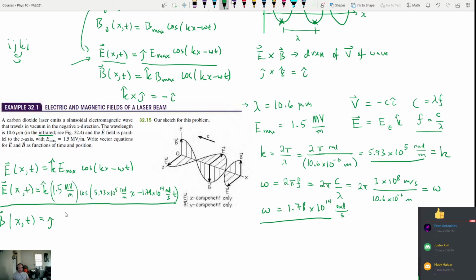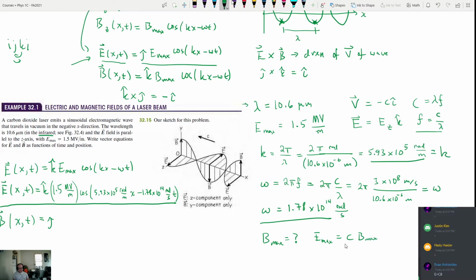All right, so the other thing is, what is B max going to be equal to? That's the next part we didn't calculate yet. So how do we find B max? Any ideas? Yeah, we can use the fact that the maximum amplitudes are related to each other by the ratio that E is equal to c times B. That's right. So we do E max is equal to c times B max.